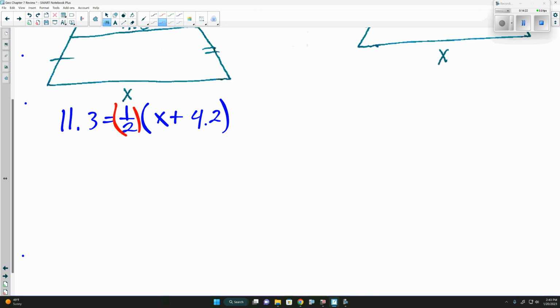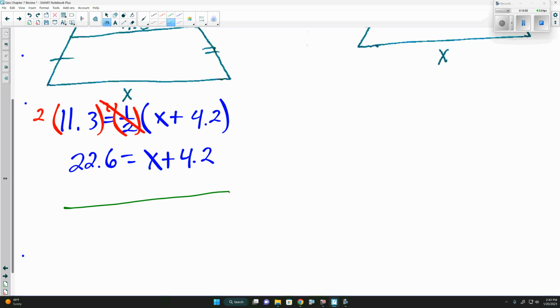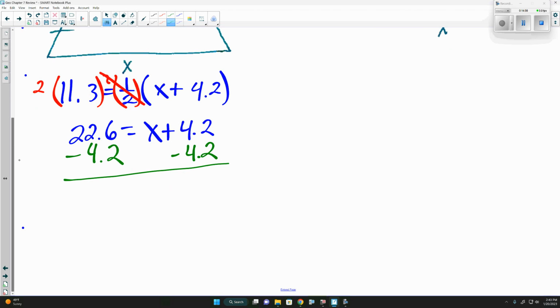Now, what we can do first is multiply both sides by 2. Because if x is one of the bases, might as well go on and multiply both sides by 2. Because 2 times 1/2 is 1. They simplify out, which just leaves us with x plus 4.2. Now 11.3 times 2 is 22.6. And there's the other base.